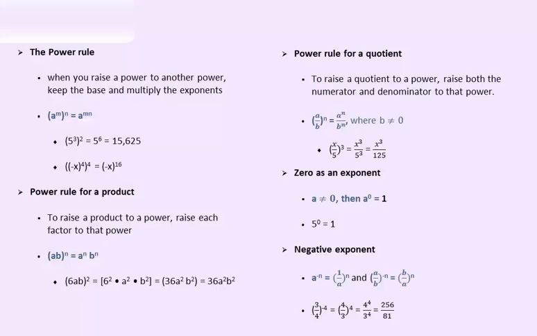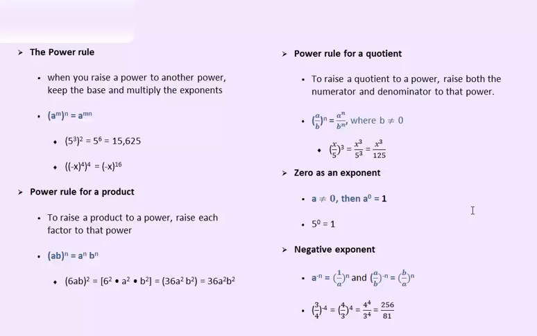Then when we have the power rule for a quotient, we raise the quotient to a power. We raise both the numerator and denominator to that power. So we see we have here x over 5 to the third power is the same thing as having x cubed divided by 5 cubed, or x cubed over 125.